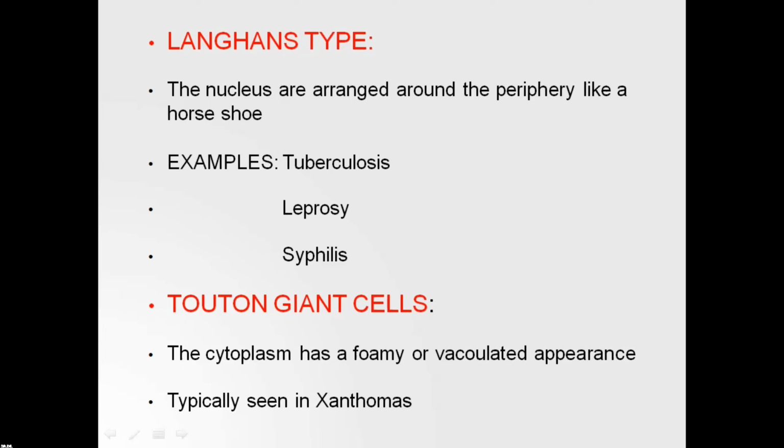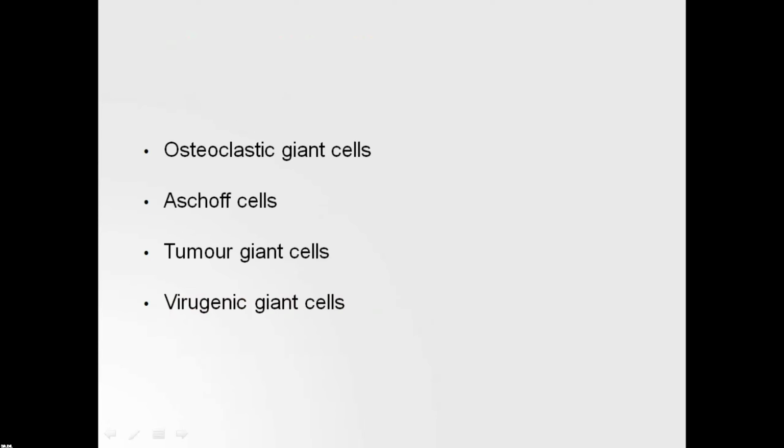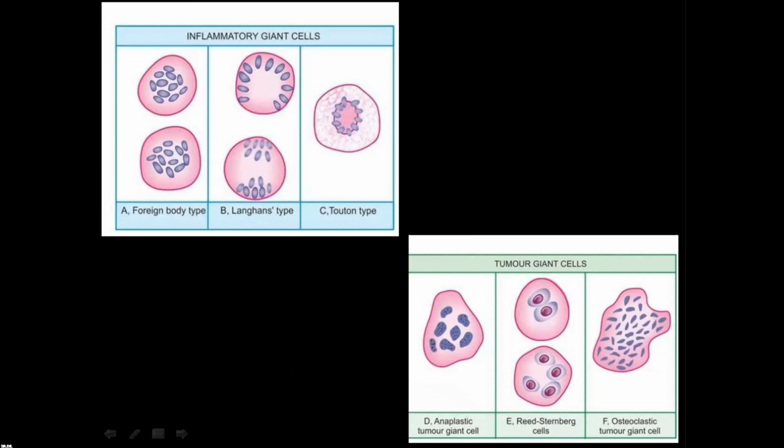If you recall from my last lecture, when we covered intracellular accumulation, I gave you one of the examples, when there is accumulation of fats in the cells, especially in the skin. Then this lesion forms. Osteoclast giant cells, Aschoff cells, tumor giant cells, viral giant cells, these usually occur in different pathologies. So inflammatory giant cells: one is the foreign body type, another is the Langhans type, and third is the Touton type.